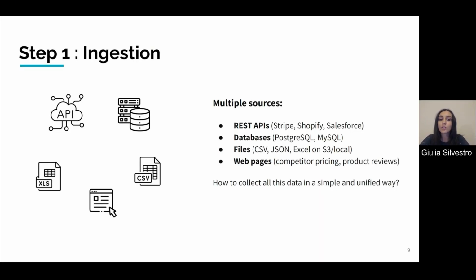So we'll need to ingest data from different sources, which could be REST APIs, for example, Stripe data, Shopify, or Salesforce data. Data from databases, for example, Postgres, MySQL databases, and files such as CSV, JSON, Excel. And we may also need to scrape web pages, so build scrapers that get, for example, competitor pricing or product reviews. So how can we collect all this data in a simple, unified way?